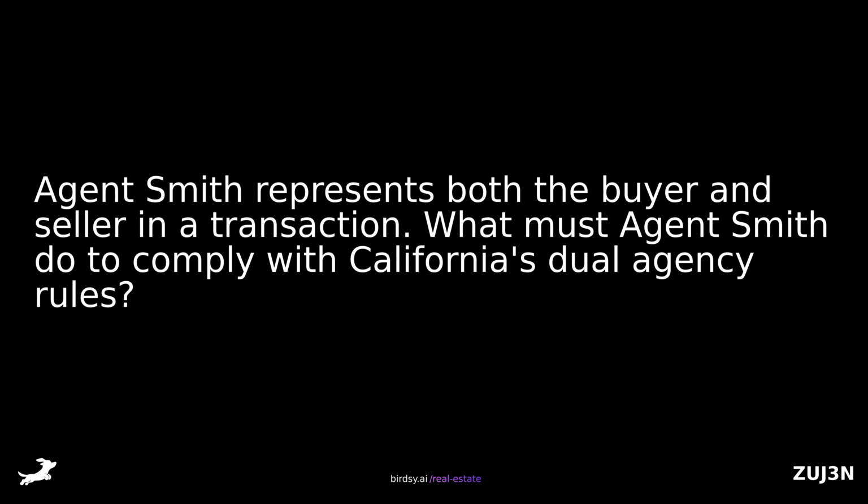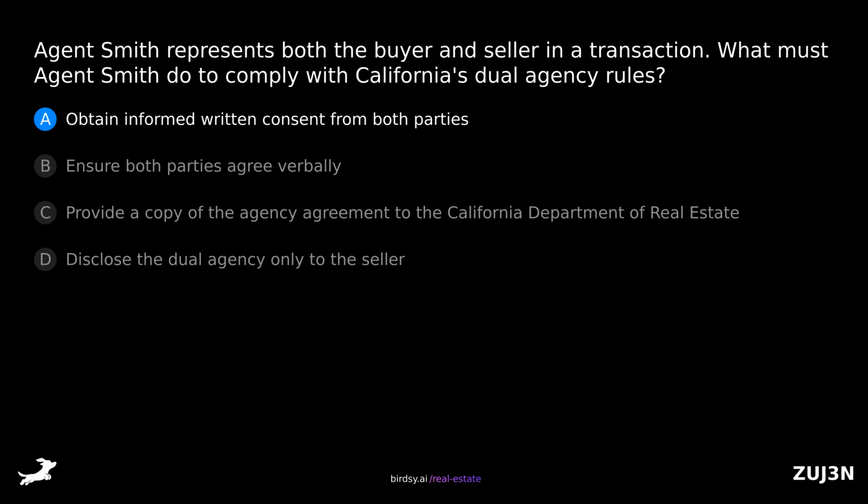Agent Smith represents both the buyer and seller in a transaction. What must Agent Smith do to comply with California's dual agency rules? Is it A, obtain informed written consent from both parties? B, ensure both parties agree verbally? C, provide a copy of the agency agreement to the California Department of Real Estate? Or D, disclose the dual agency only to the seller? The answer is A, obtain informed written consent from both parties.